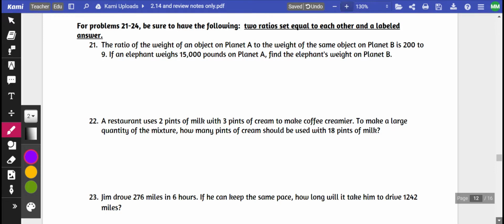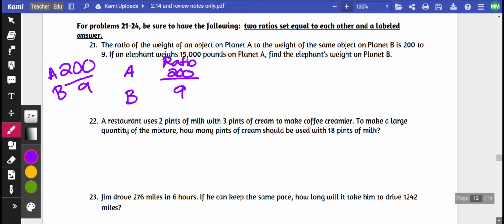This one says the ratio of the weight of an object on planet A to the weight of the same object on planet B is 200 to 9. So it gives us a ratio of planet A to planet B being 200 to 9. It says an elephant weighs 15,000 pounds on planet A. Find the elephant's weight on planet B. So I have my overall ratio, 200 for planet A and 9 for planet B.